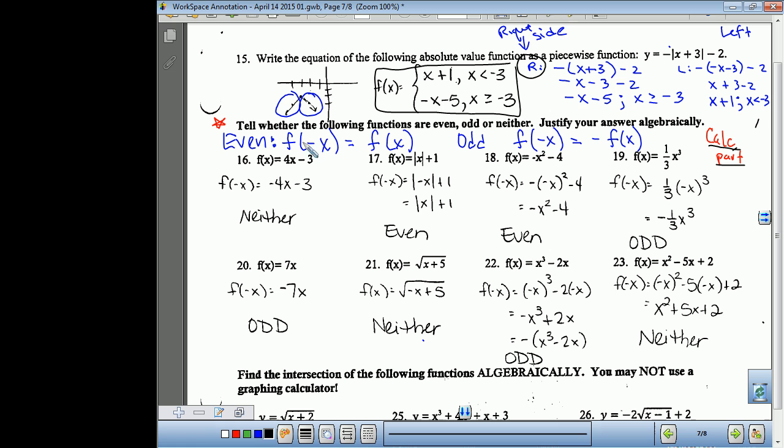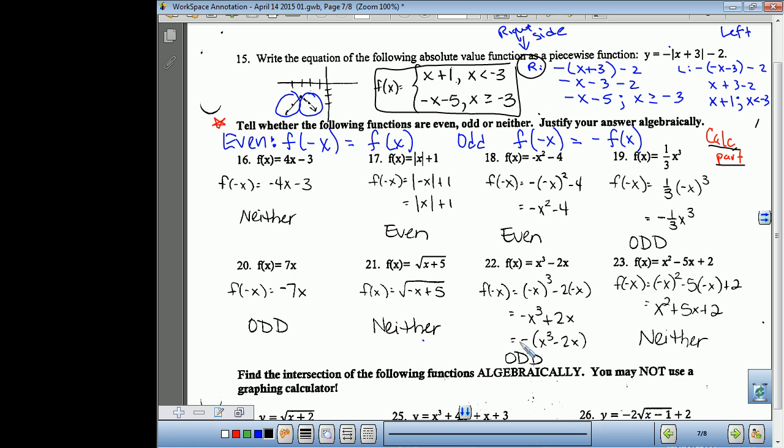Now, we also did this algebraically by plugging in the opposite of x. When you plug in the opposite of x, if you get out the original function, like on number 17, plugged in negative x, got out what I started with, then it's even, like you do on number 18. Plug in negative x, get out what you started with, it has even symmetry. But if you plug in the opposite of x and you get the opposite of the entire function, then the function is said to have odd symmetry. So if I plug in negative x and I get out the opposite of everything, odd.